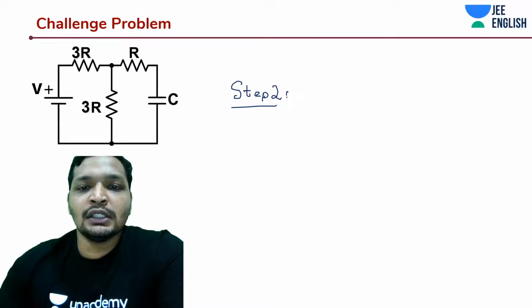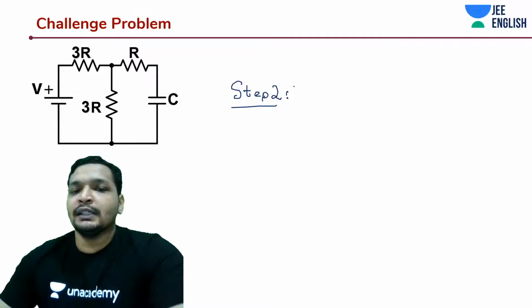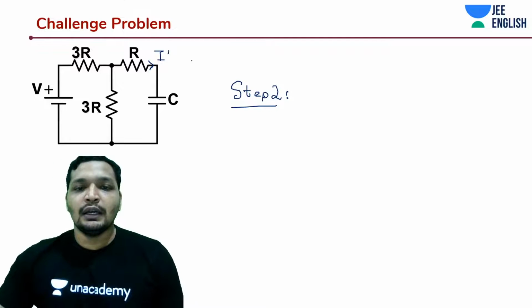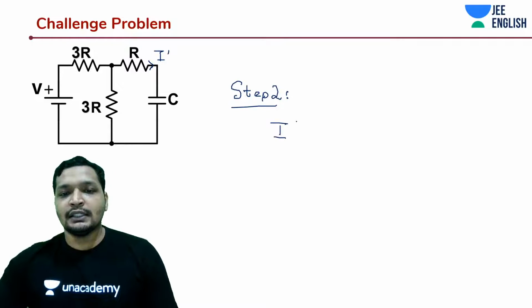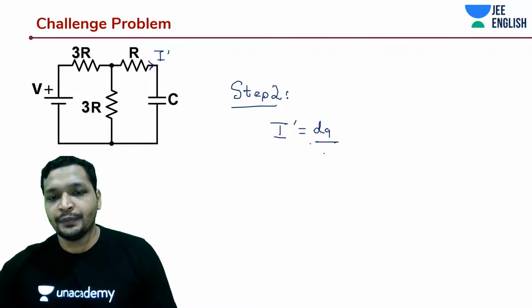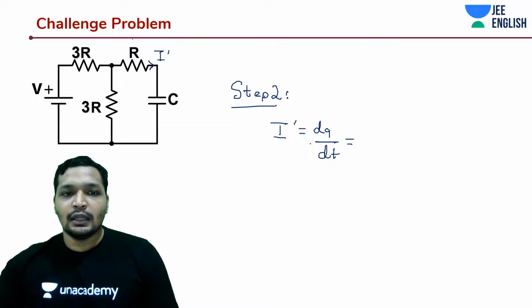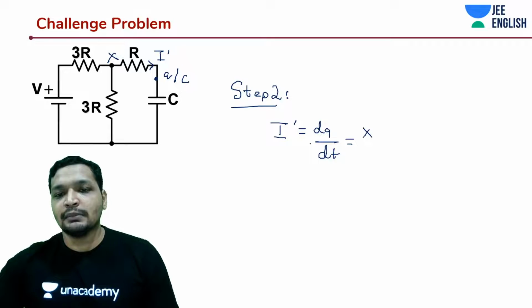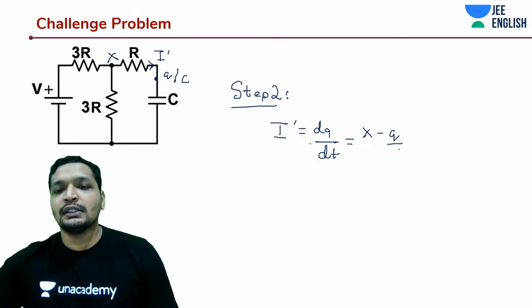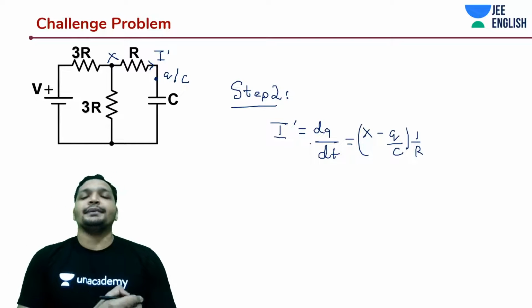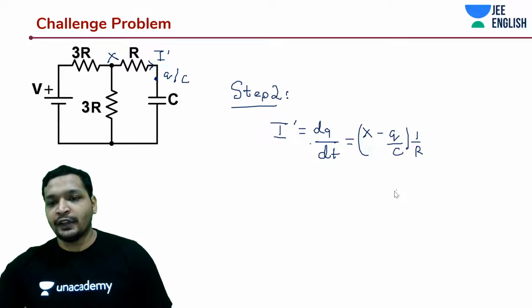And what is step 2, guys? Step 2 is going to be really simple. You are going to say this is I, and you know the value of I is nothing but dq by dt, which is going to be, if this is x, this is q by C, so x minus q by C into 1 by R, right? And we just found out the value of x.